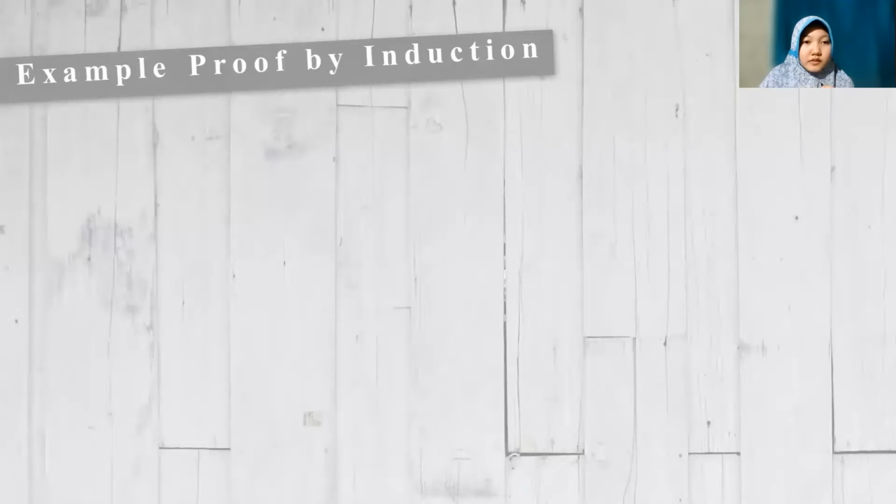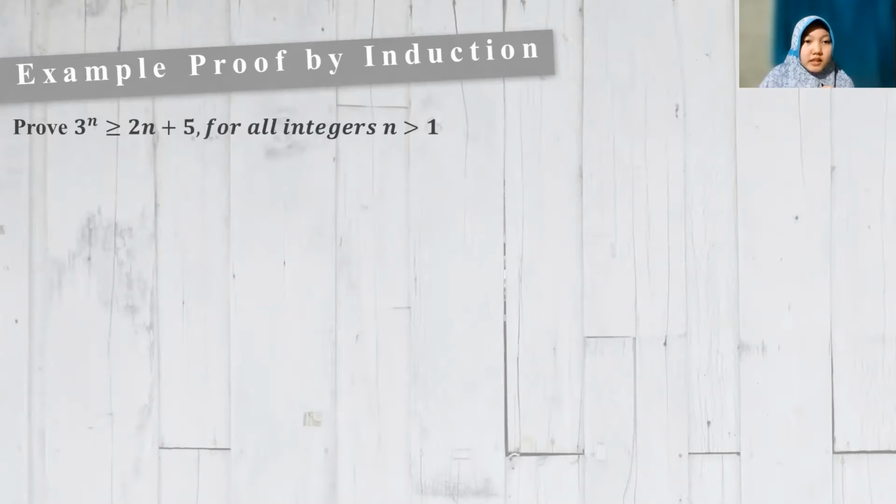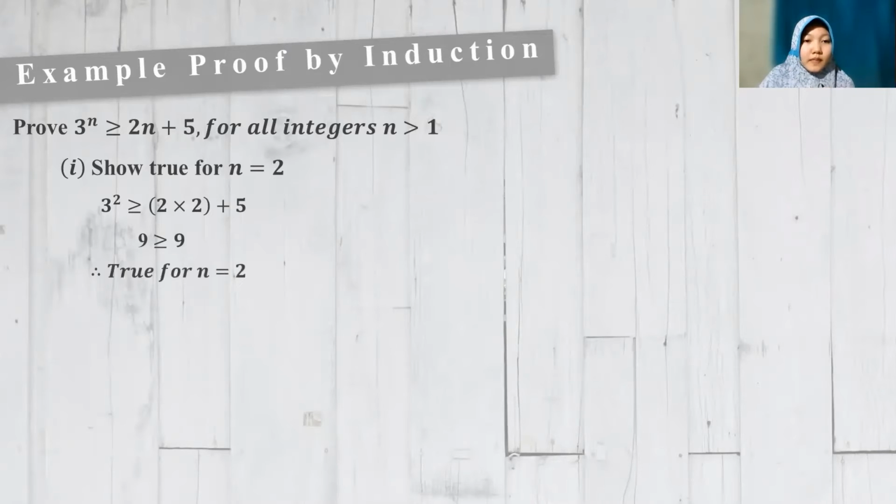And I will give an example of proof by induction. Prove 3 power n is greater than or equal to 2n plus 5 for all integers n greater than 1. First, show it is true for n equals 2. With this, we know that n is greater than 1, and we choose 2, so 2 is greater than 1. So we get 3 power 2 greater than or equal to 2 times 2 plus 5. We get 9 greater than or equal to 9. We know that 9 equals 9, so it is true for n equals 2.